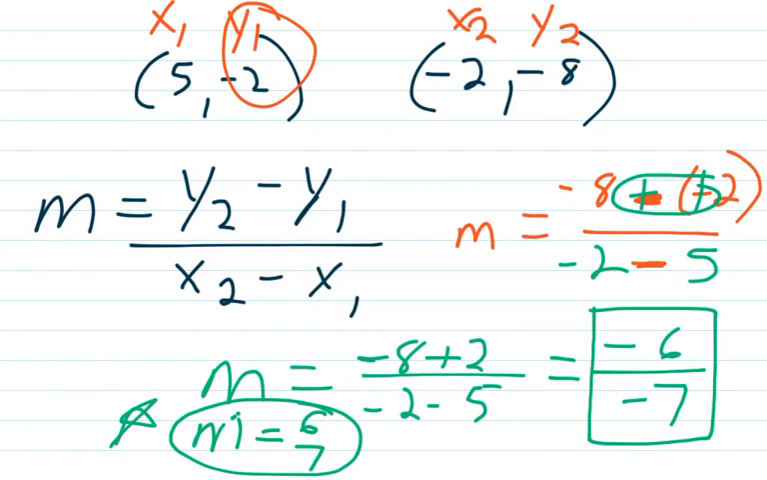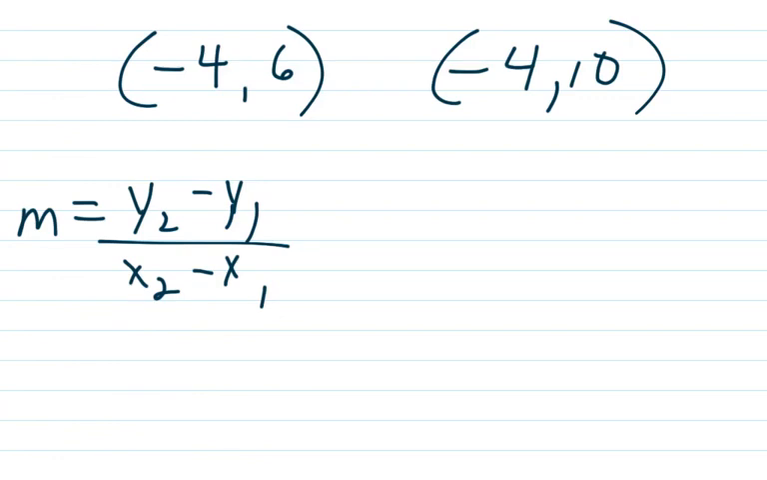Can't stress enough, always simplify your fractions when you're finding the slope. Okay? We always simplify our fractions in lowest terms in mathematics, so always simplify your final answer. So let's do another one. We have -4, 6 and -4, 10. I want to find the slope between those 2 points using our slope formula. So label the points so we don't make a simple mistake.